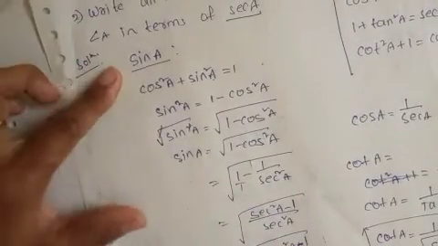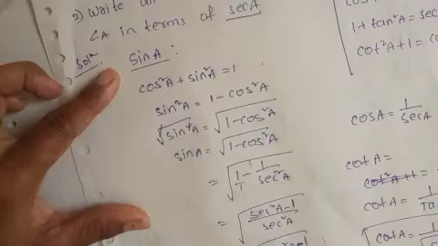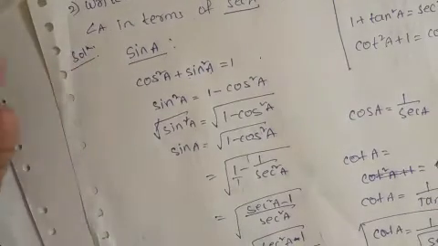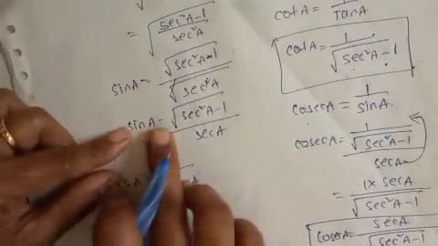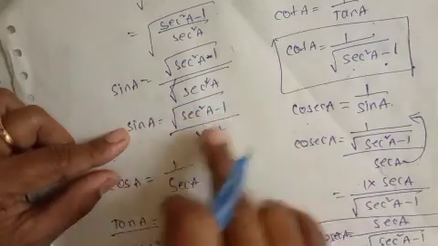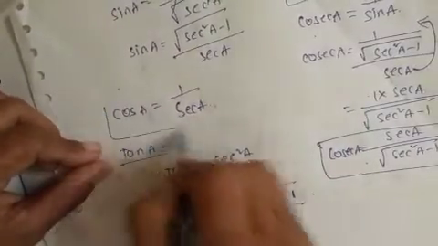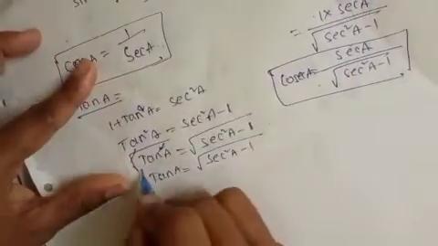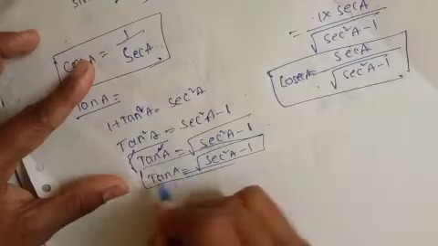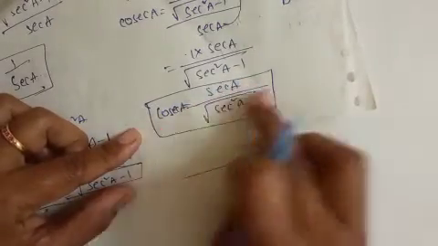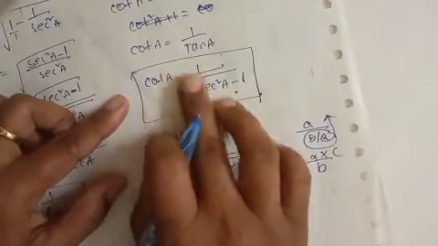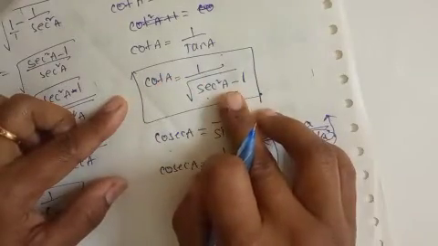In this sum, we found the sin A value, cos A value, tan A value, cot A value, then the cosecant A value. All these values we found in terms of secant A. Sin A is square root of secant square A minus 1 by secant A. Cos A equal to 1 by secant A. Tan A equal to square root of secant square A minus 1. Cosecant A equal to secant A divided by square root of secant square A minus 1. For the last one, cot A equal to 1 by square root of secant square A minus 1.